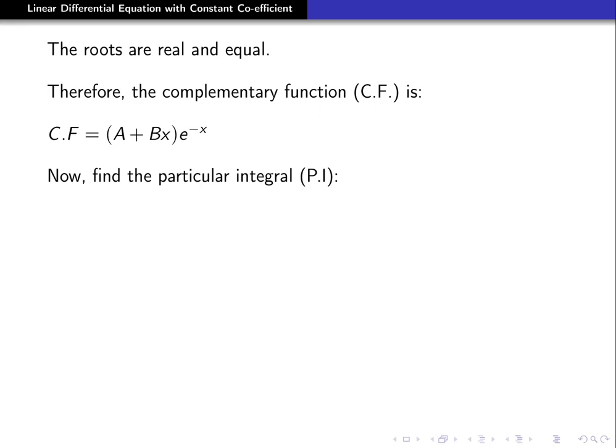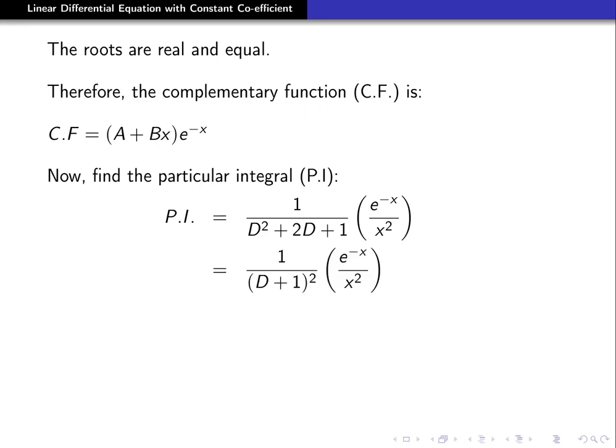Now we have to find the particular integral. So the particular integral is equal to 1 by f of D into e power minus x divided by x square. Therefore, we can bring this exponential in front. At that time we can replace D with D minus 1. So plus 1 and minus 1 get cancelled.